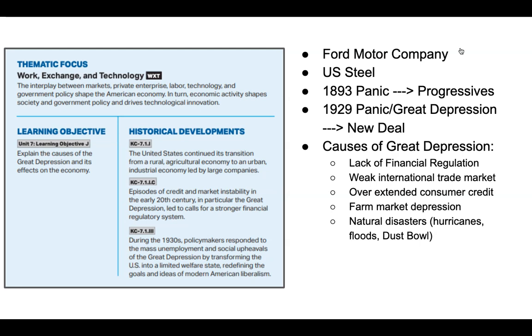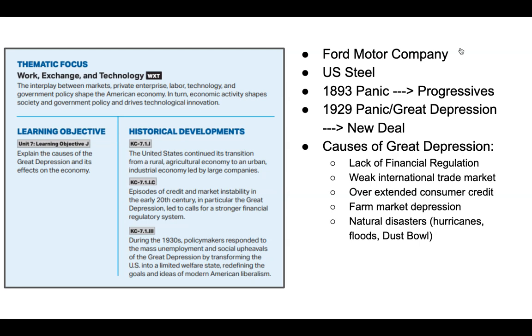And typically, when you look at how reforms happen because of economic downturns or catastrophes, when there was the 1893 panic, the progressives came in to fix capitalism, or at least reform it. The 1929 panic will lead us eventually into the Great Depression, and that will lead us to the New Deal. And so when you look at the 1920s, you have this kind of interesting perfect storm that shows up in 1929.